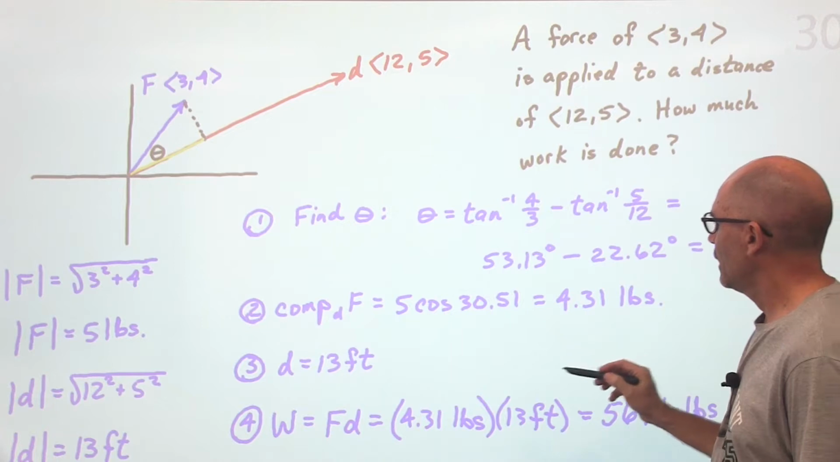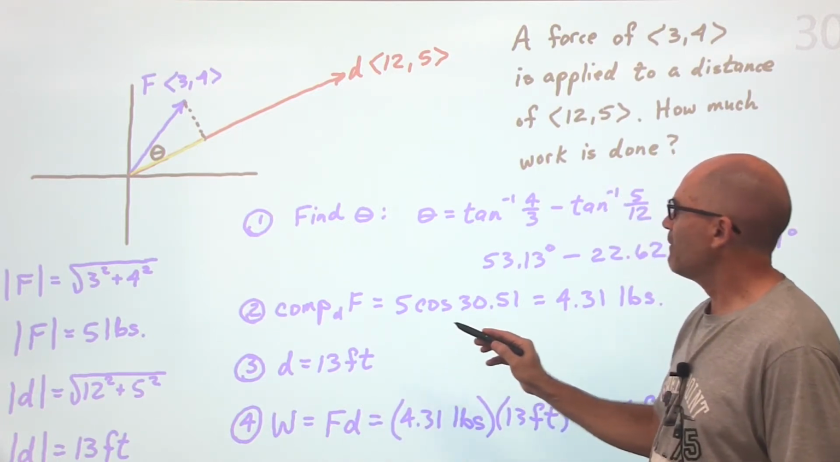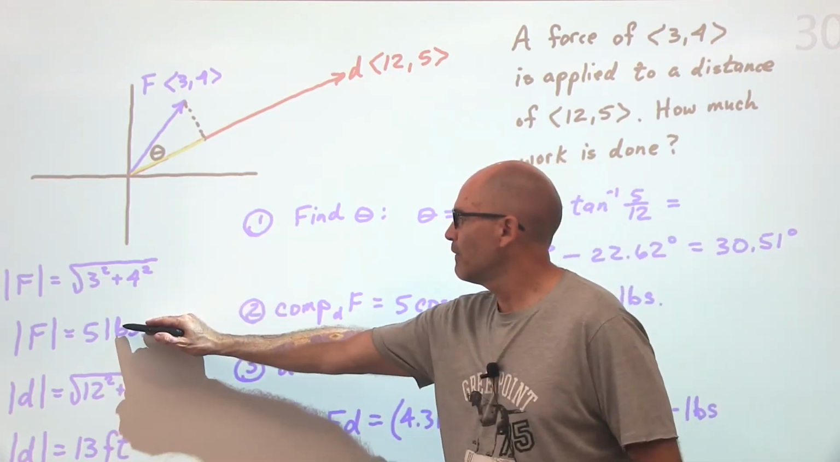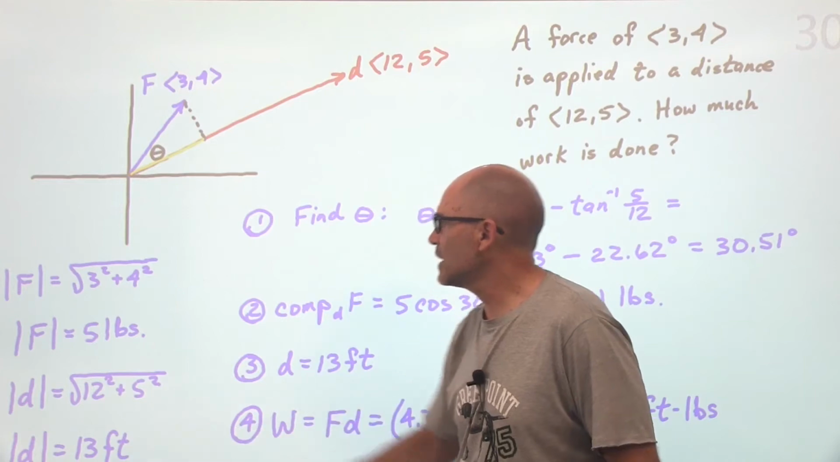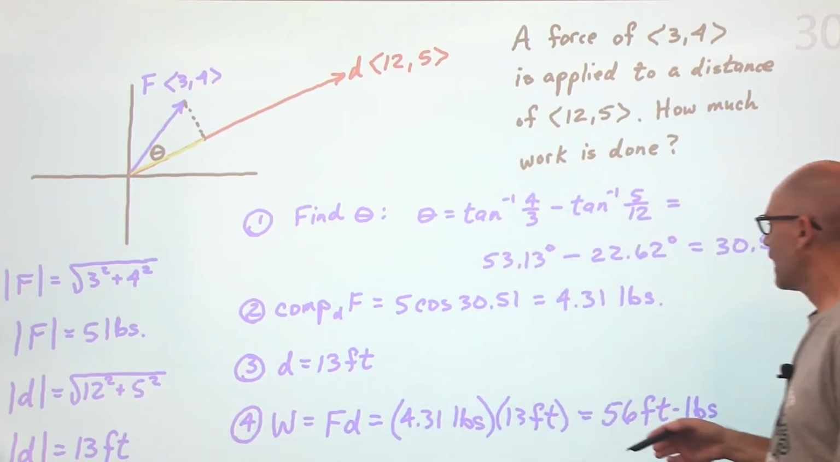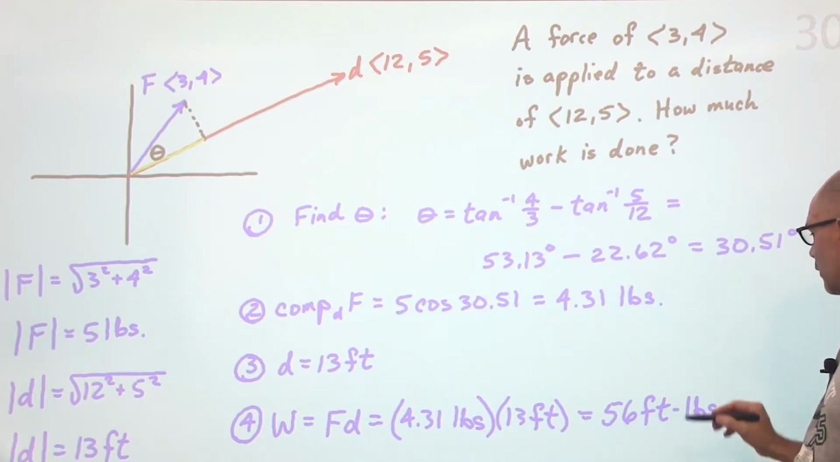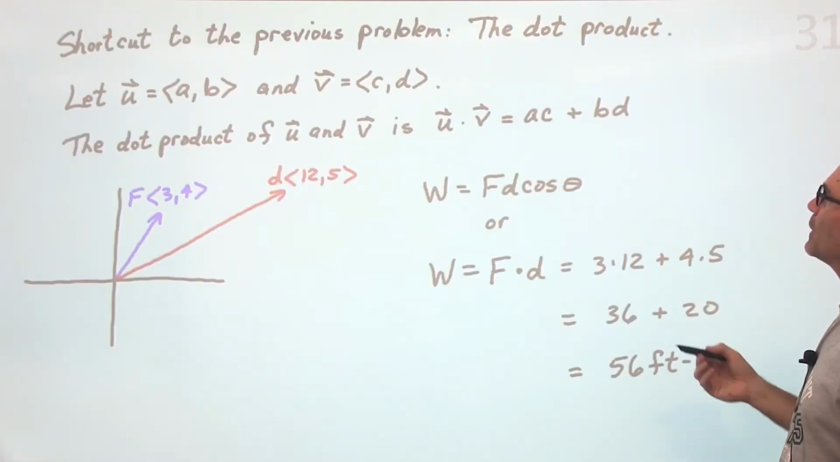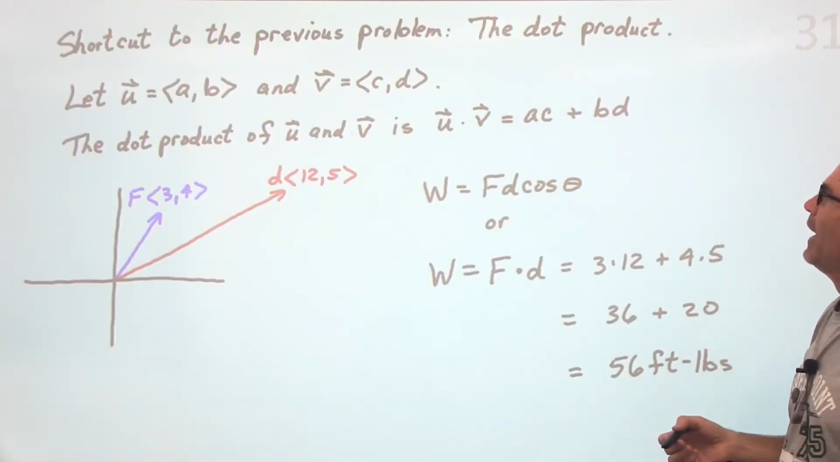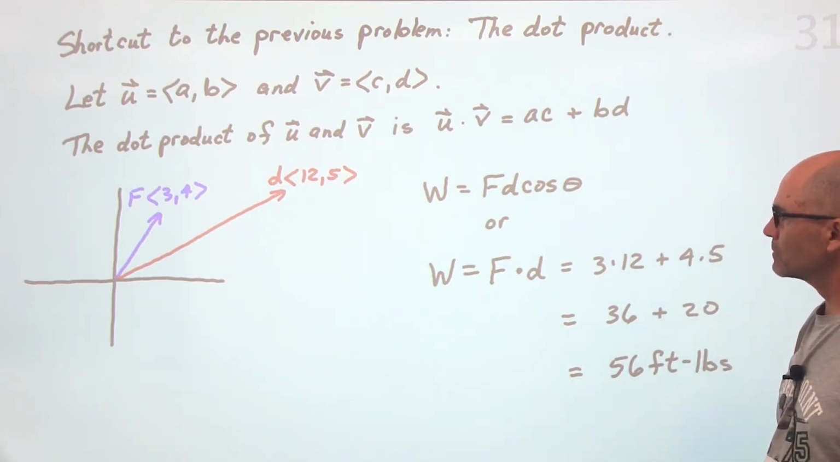Basically all we did was F D cosine theta, where F is the magnitude of the force and D is the distance: 5 times 13 times the cosine of the angle, which is 30.51 degrees, ends up being 56 foot-pounds. Okay, now there's a shortcut to doing that, and that's called the dot product.